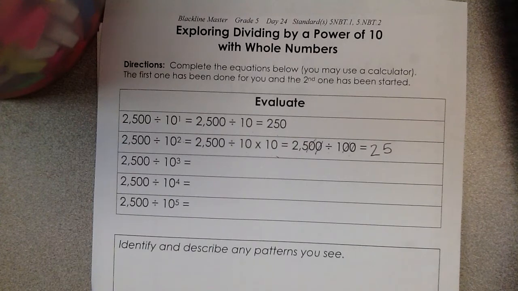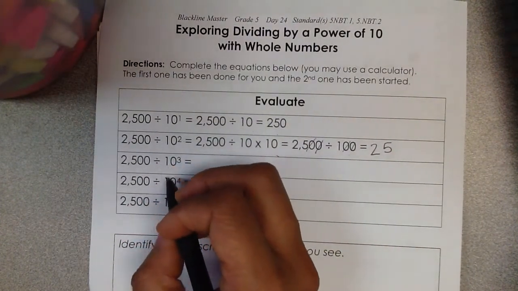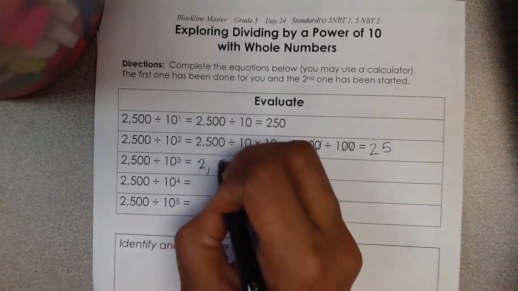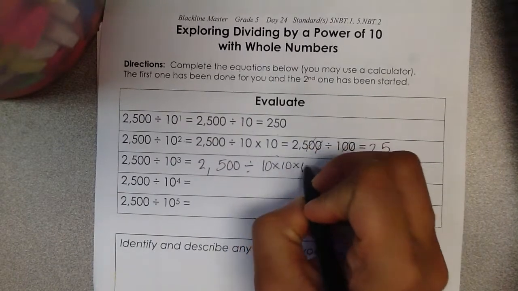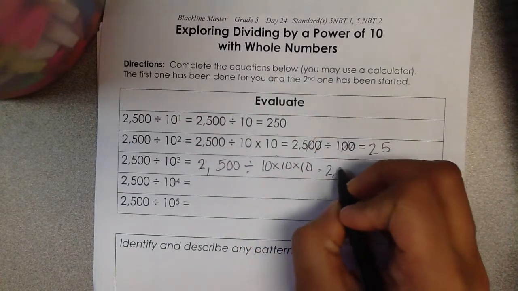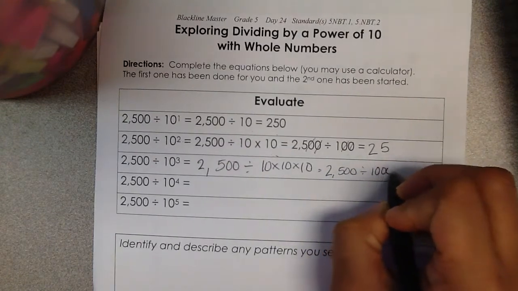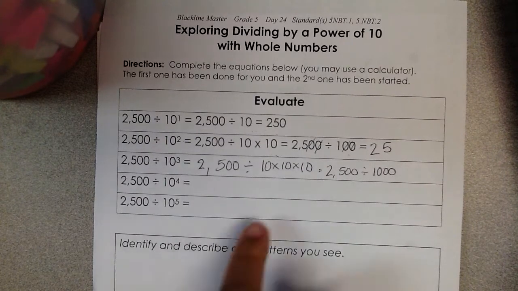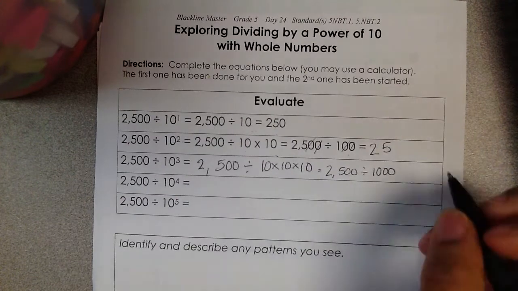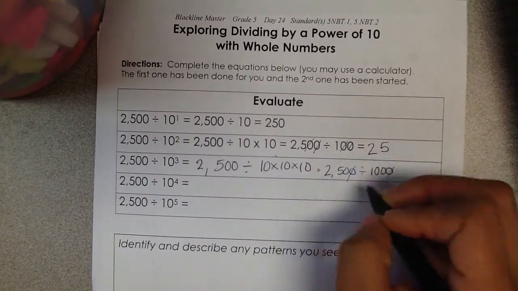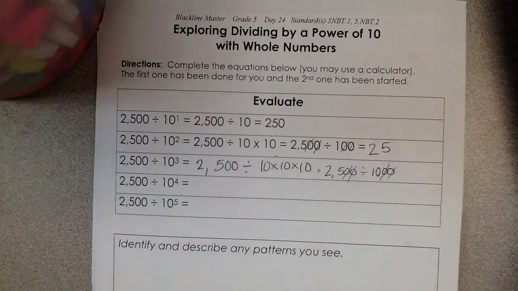All right. So now I'm going to think 2,500 divided by 10 to the third power. So this equals 2,500 divided by 10 times 10 times 10, which equals 2,500 divided by 1,000. Okay? Because 3 10s, 3 zeros, 1,000. All right? So I think about it. Okay, this 0 cancels this 0 out. This 0 cancels this 0 out. But I've got another 0 or another place value to account for.